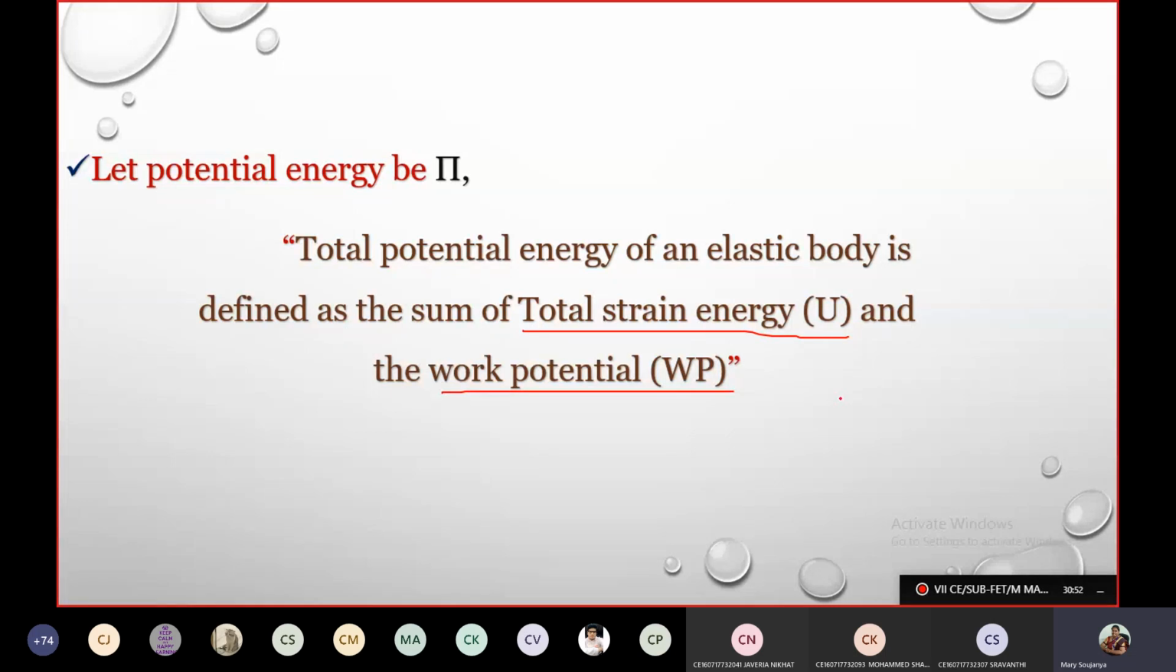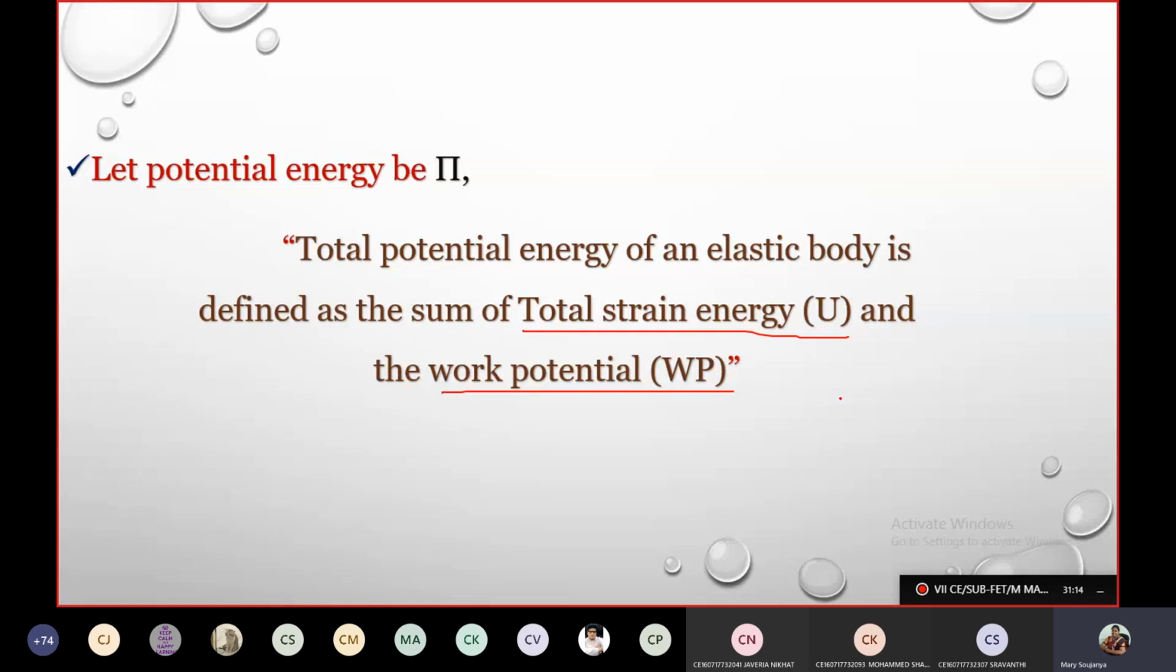Ever heard this definition of potential energy? Anyone? No, ma'am. No. Wow. No, that cannot happen. This topic is already being done in the previous subjects which you have seen.